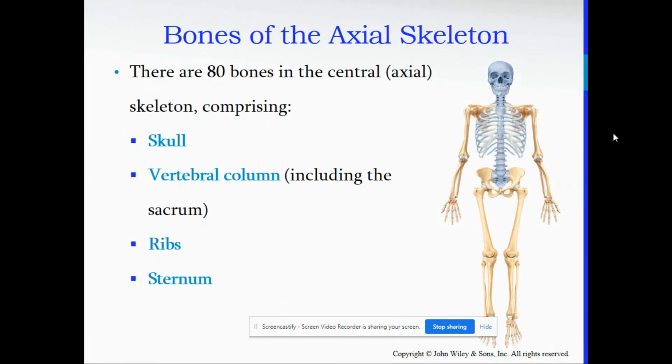All right, continuing on with lesson 2 on the axial skeleton. There are 80 bones in the central or axial skeleton that make up the skull, the vertebral column, which includes the sacrum, which is down here at the base as kind of part of your pelvic girdle there. It also includes the ribs and the sternum.